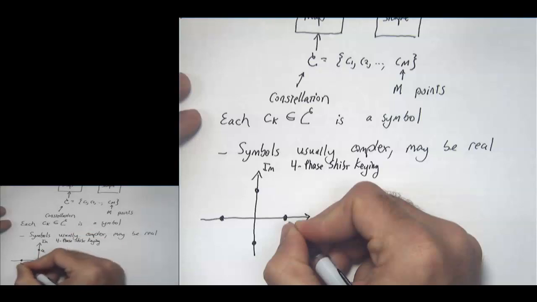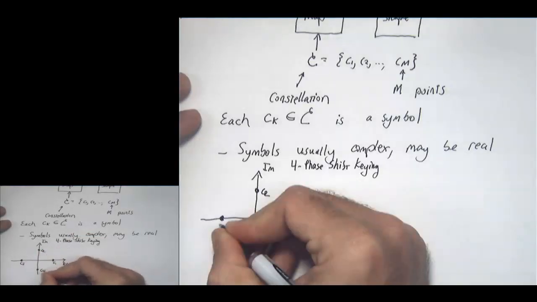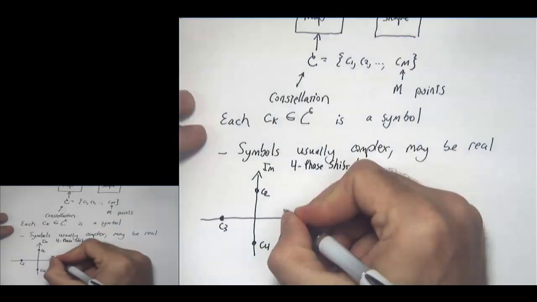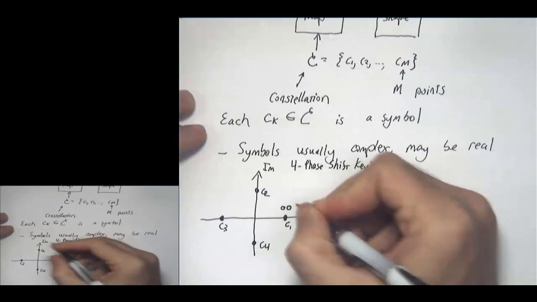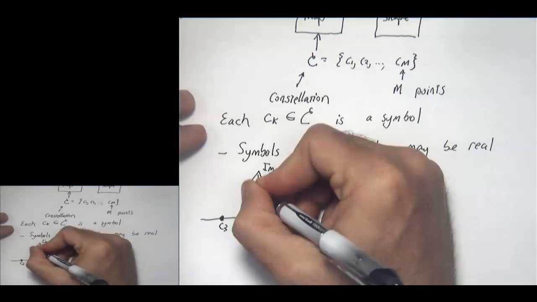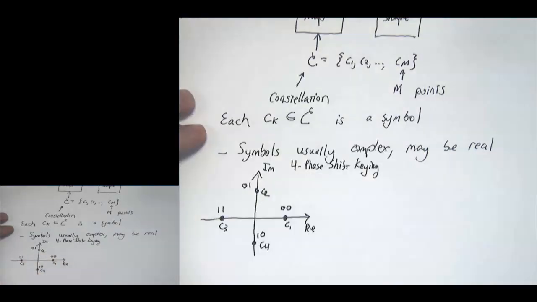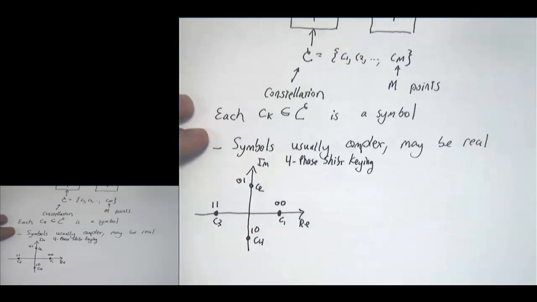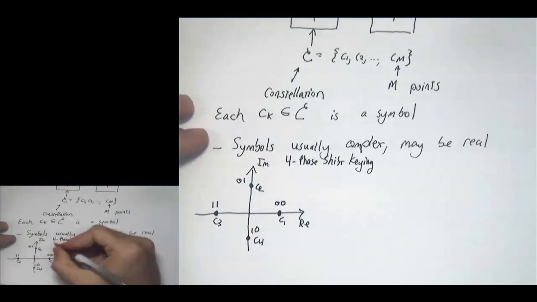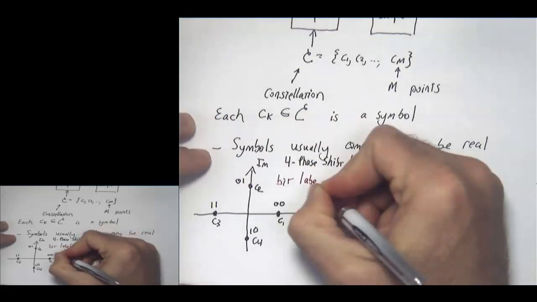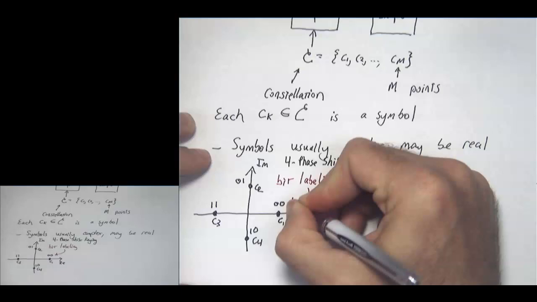I might call these C1, C2, C3, C4. Now, we are mapping binary information onto one of these points. We have 4 points, so we can represent 2 bits of information. So we also will label these points with a pair of binary numbers. This is known as bit labeling. And again, we'll go through this in more detail in a couple more lectures.